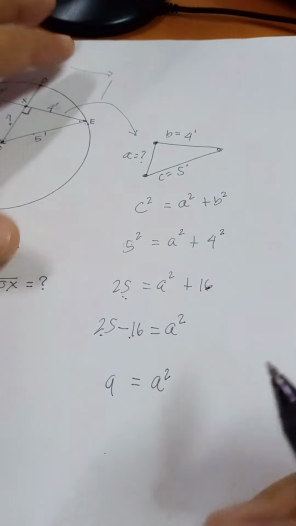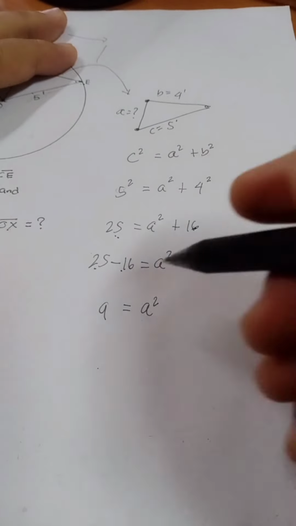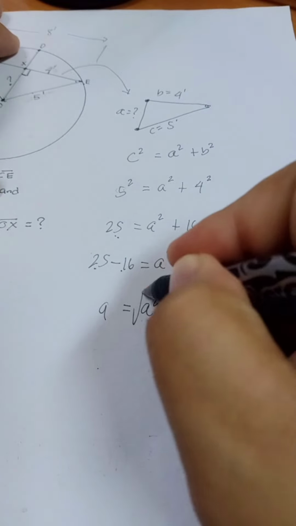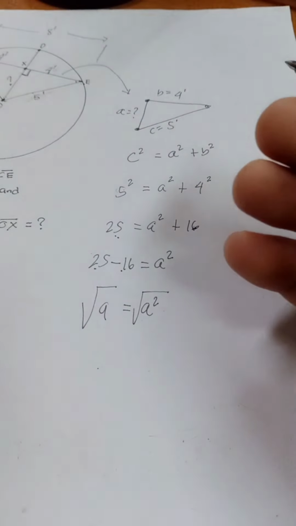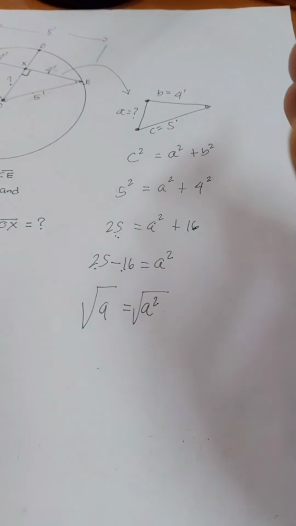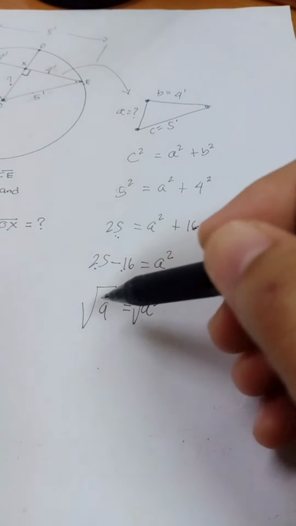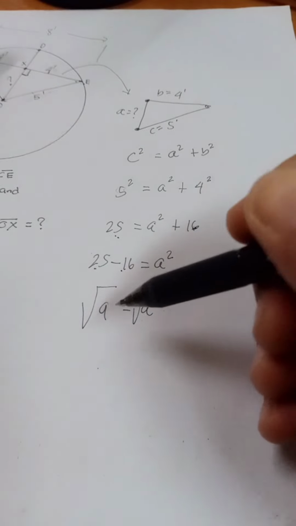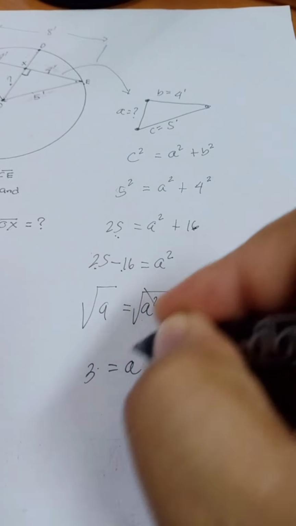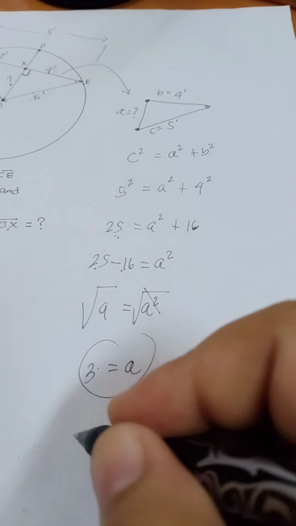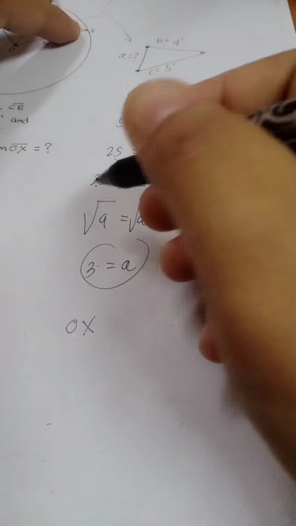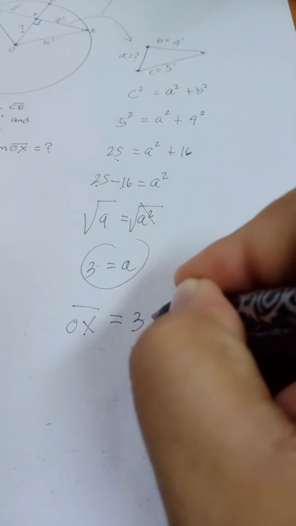So a squared equals 9. After that, you can extract the root of the number. Again, we will not use the positive and negative roots because we are talking about length, so a negative value here is not useful. The square root of 9 is 3. So therefore, a is equal to 3, which means our length OX is equal to 3 inches.